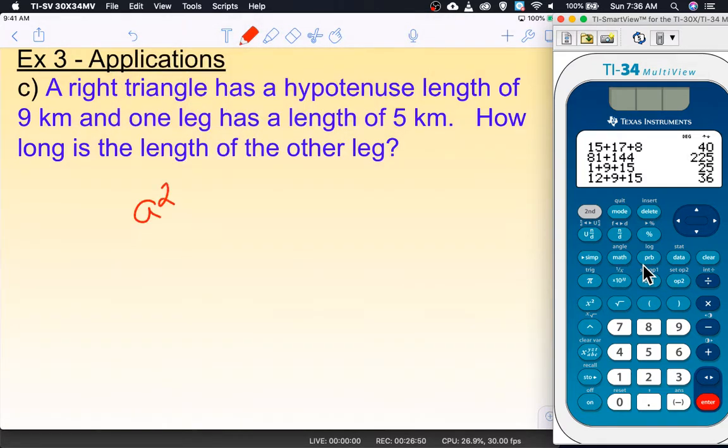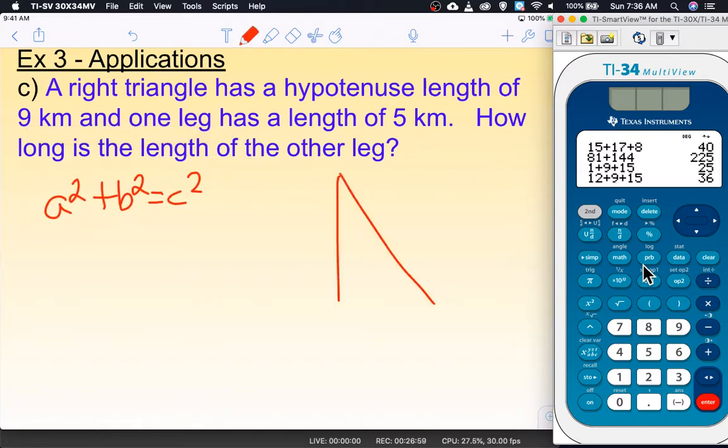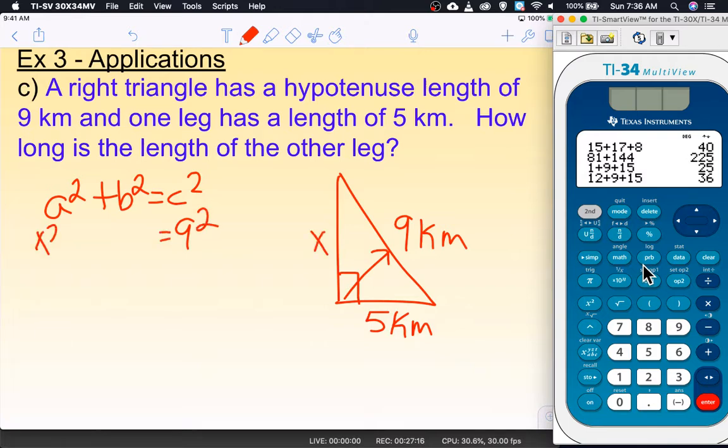So a squared plus b squared equals c squared. Ooh, I didn't draw my triangle yet. Right angle. All right, it said the hypotenuse is 9 kilometers. That's your longest side. That's your c. One leg is 5. Okay, so now I know the 9 goes here, and then x squared plus 5 squared equals 9 squared.